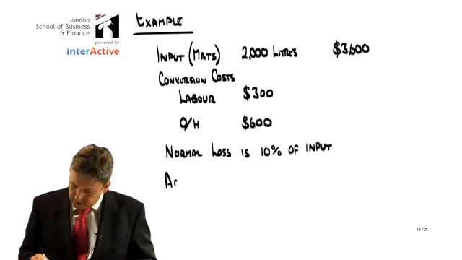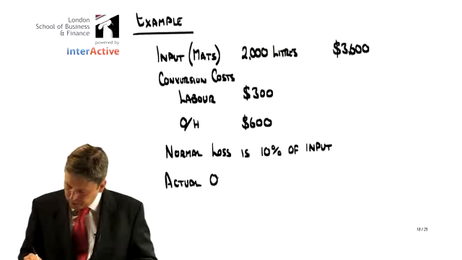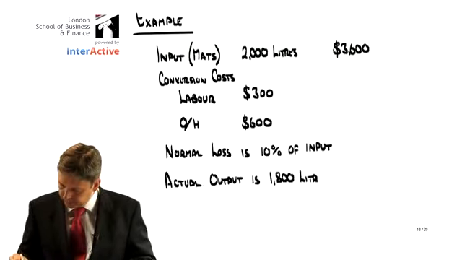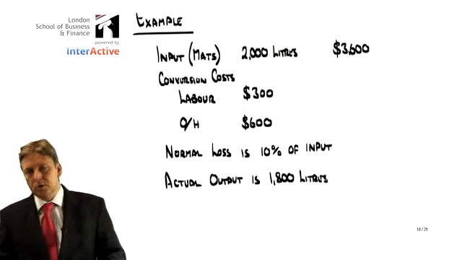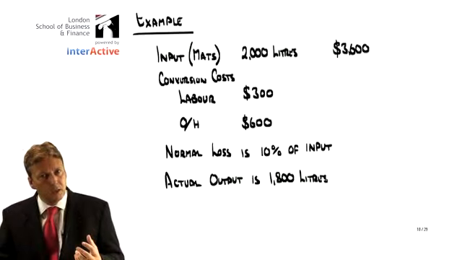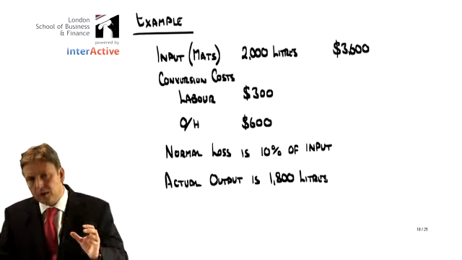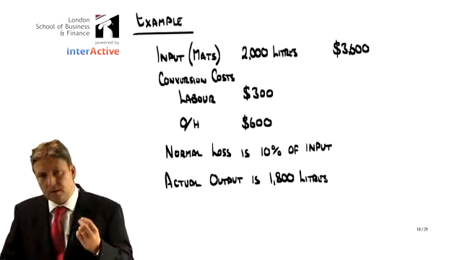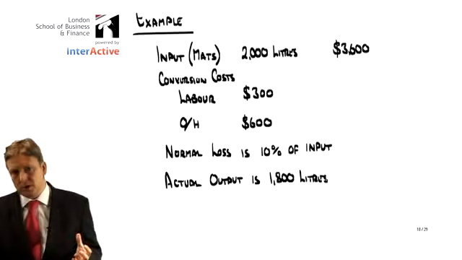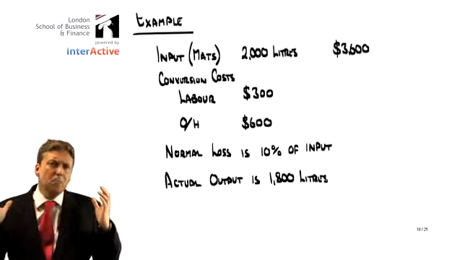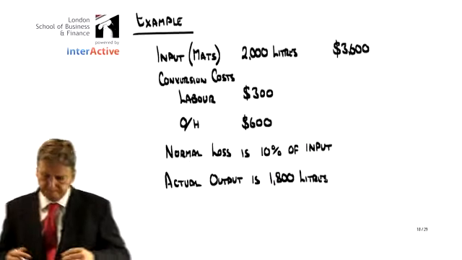We'll start with an example where actual output is 1,800 litres. Now, of course, what we're going to do is slowly develop this example bit by bit to add further complications that may arise. But to begin with, what I want to do is to just set the scene. Because when we look at process costing, we're looking at the use of T accounts, or a specifically modified type of T account.